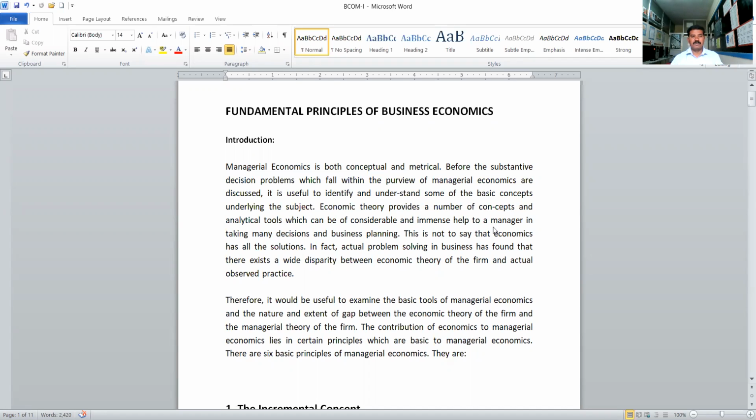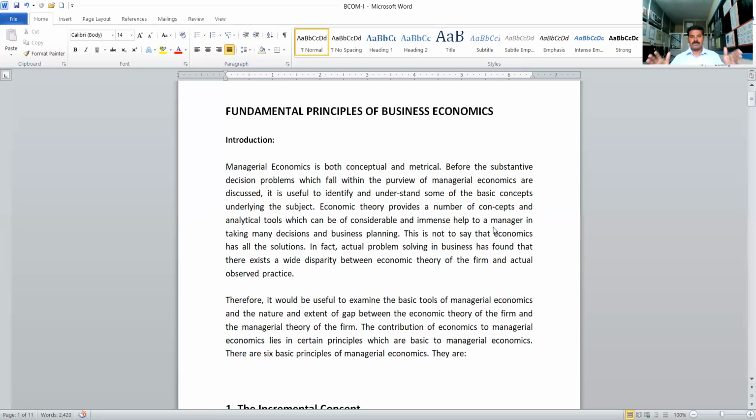Today we are discussing the fundamental principles of business economics for the BCom first semester students. Already we have discussed the meaning of business economics, nature, principles, objectives, importance, and role and responsibility of business economics. Today we discuss the fundamental principles of business economics.